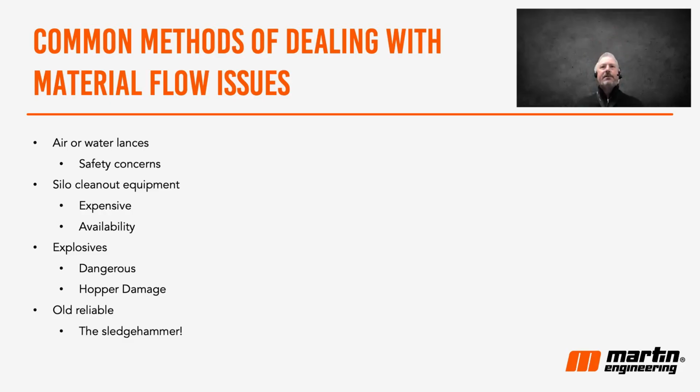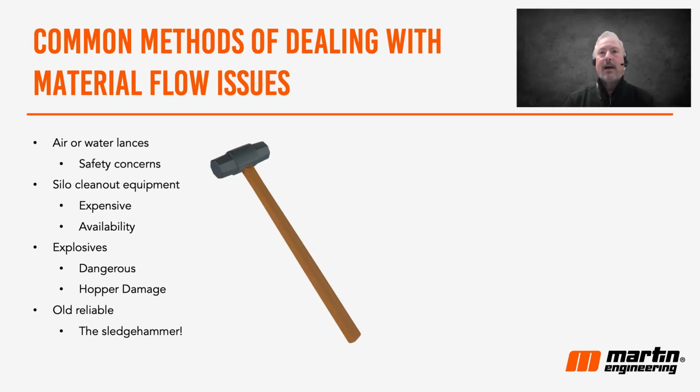So, some common methods of dealing with material flow issues. This is not all inclusive. There's probably some more out there, but when I'm in plants, we're talking about people who are using air or water lances to break loose material. Silo clean out equipment, which can be expensive and sometimes not readily available when you need it. Explosives, which are inherently dangerous and create hopper damage as well. And then the old reliable sledgehammer. I call that still today our biggest competitor out in the field.